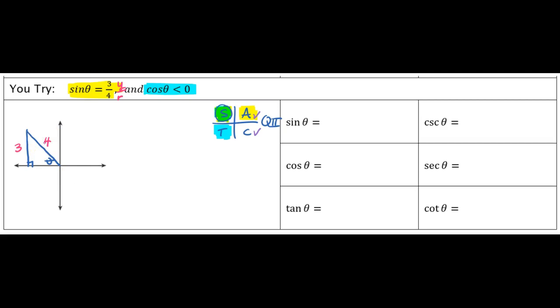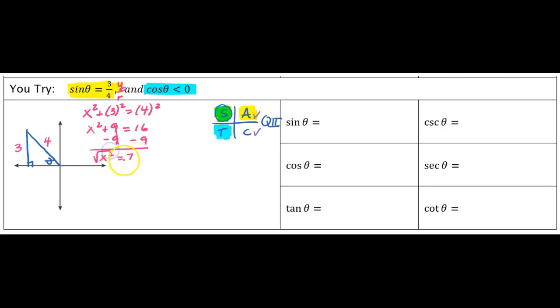So now I need to figure out what is my missing side. My missing side is the x value. So I'm going to use the Pythagorean theorem. I'm not going to use our shortcut Pythagorean theorem, and the reason is because I'm not solving for r this time. So I'm going to do x squared, which is what I'm trying to find, plus y squared, which is 3 squared, equals r squared, which is 4 squared. So I have x squared plus 9 equals 16. If I subtract 9 from both sides, I would have x squared equals 7.